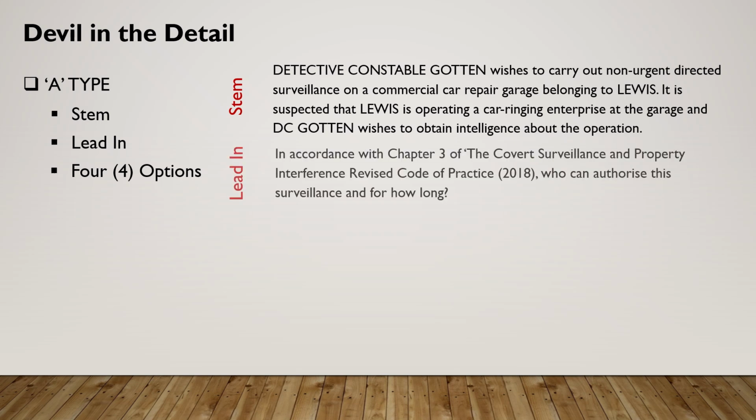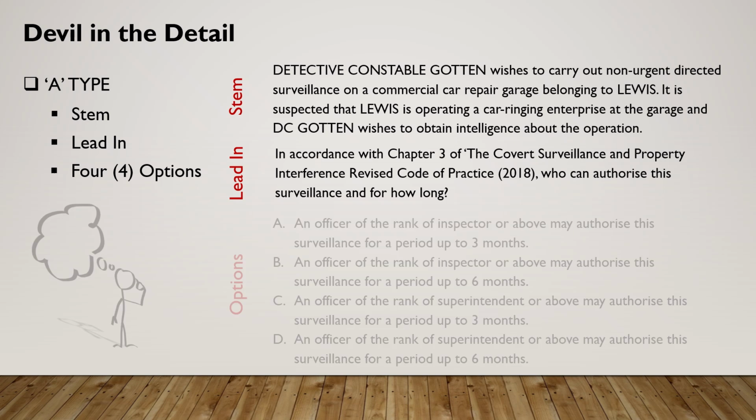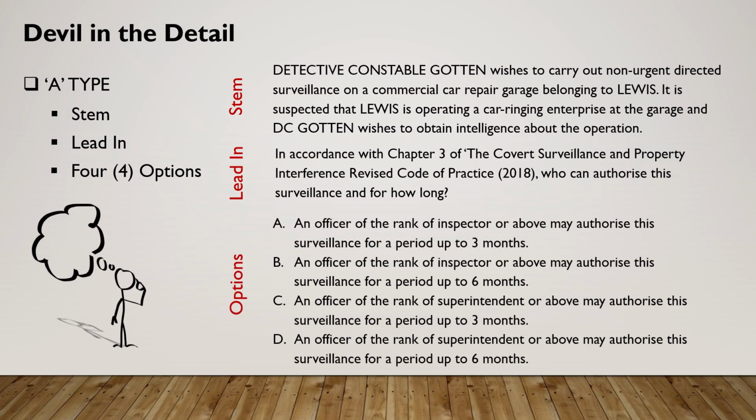And then we have the lead-in. So what exactly are they looking for in relation to an answer from you? In accordance with Chapter 3 of the Covert Surveillance and Property Interference Revised Code of Practice for 2018, who can authorise this surveillance and for how long? And finally, the options that you have available to you.